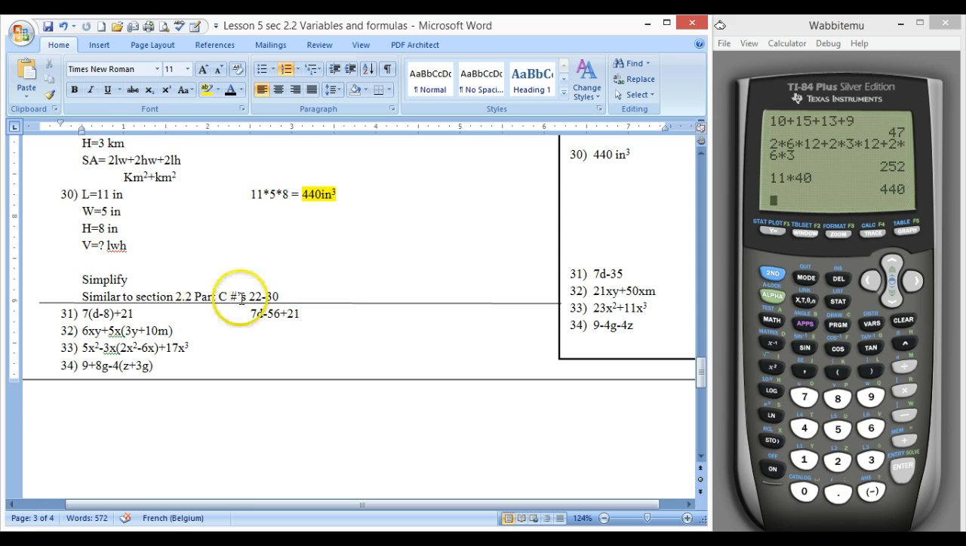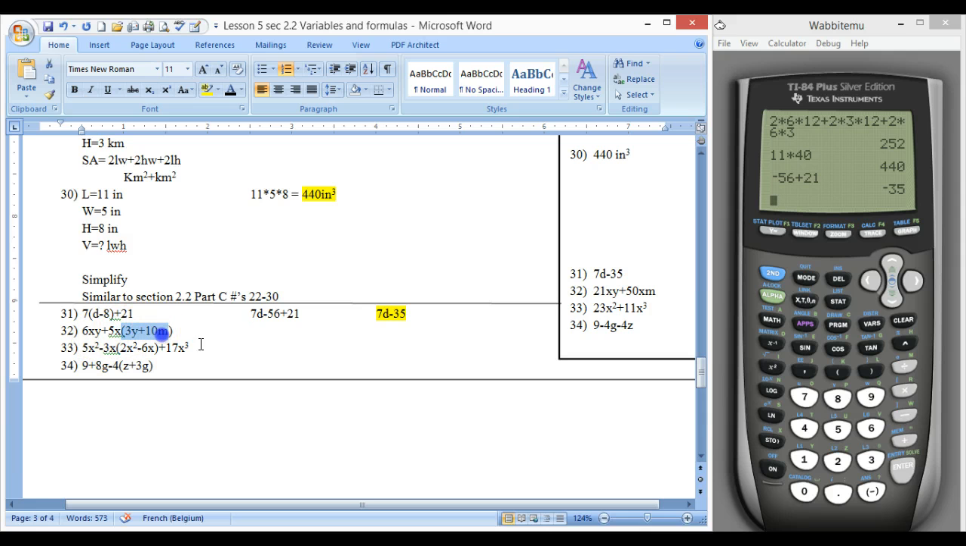Now I look at it and see, can I combine anything? There's only one d, so that term is just 7d. However, I can add and subtract my negative 56 plus 21. Negative 56 plus 21, negative 35, or minus 35. And that's as far as I can go. I can't combine anything else. Okay, let's go to the next one.